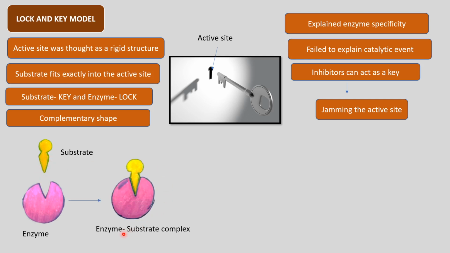This leads to formation of enzyme substrate complex. So this is the substrate which fits into the enzyme, and this leads to the formation of enzyme substrate complex, and the process of catalysis takes place at the active site, and this leads to formation of enzyme product complex. So the enzyme speeds up the rate of reaction, and this leads to formation of enzyme product complex, right?